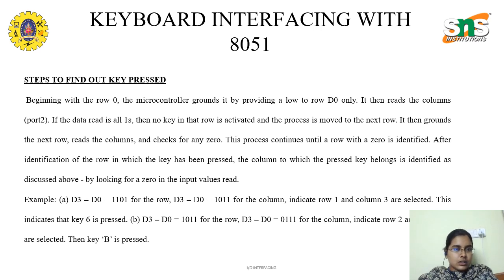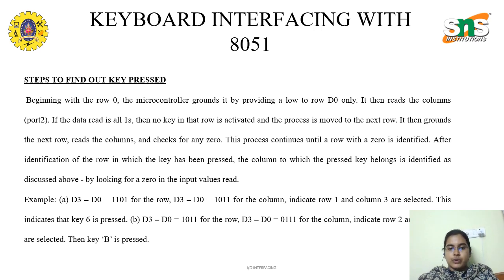After identifying the row in which the key has been pressed, the column to which the pressed key belongs is identified as discussed above. First we go for the row. If the row is 0, we check for the column. And once it is done, we conclude that the key is pressed. For example, D3 to D0 equal to 1101 for the row, and D3 to D0 equal to 1011 for the column. It indicates row 1 and column 3 are selected. This indicates that key 6 is pressed.